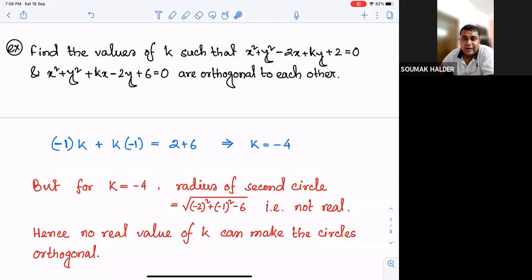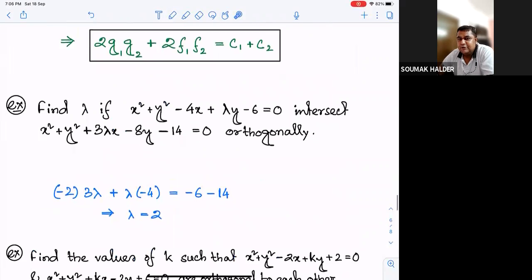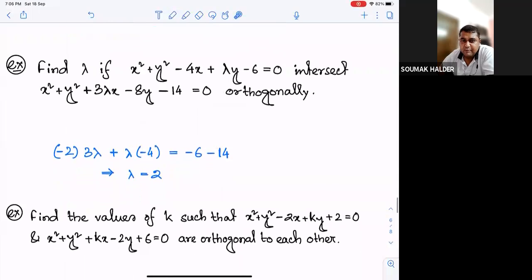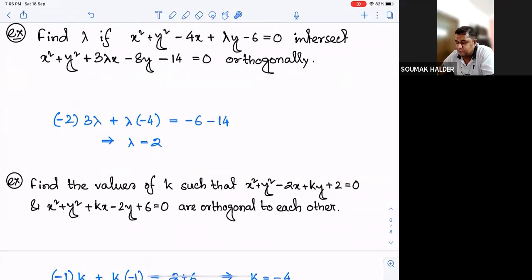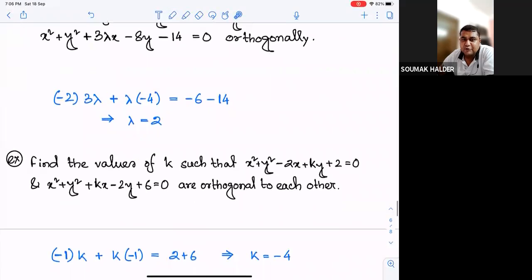Now you might ask, sir, why haven't you checked in the last question? In the last question, you can identify the constant terms were of negative sign. And when your constant terms are of negative sign, root over g square plus f square minus c can never be negative, right? So we can be very sure that whatever value of lambda we found gives a feasible circle, and we haven't checked. But over here, the constant terms are of positive sign. So root over g square plus f square minus the constant term may or may not be real.